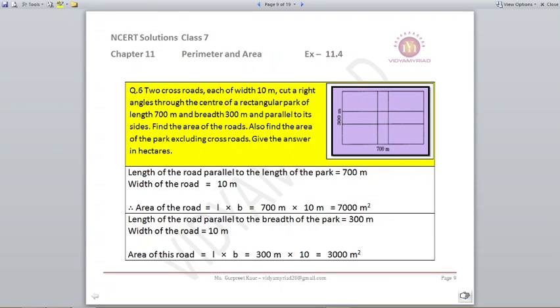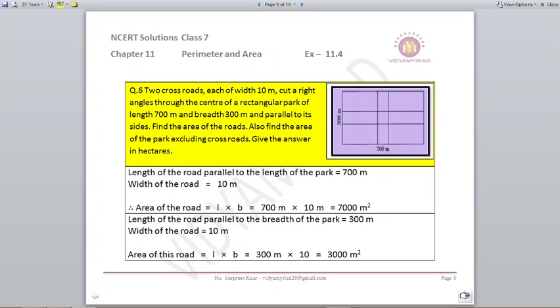Question number 6. Two crossroads, each of width 10 meters, cut at right angles through the center of a rectangular park of length 700 meters and breadth 300 meters and parallel to its sides. Find the area of the roads. Also find the area of the park excluding crossroads. Give the answer in hectares.